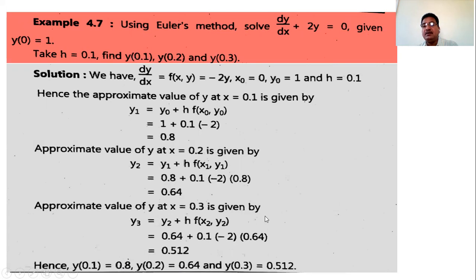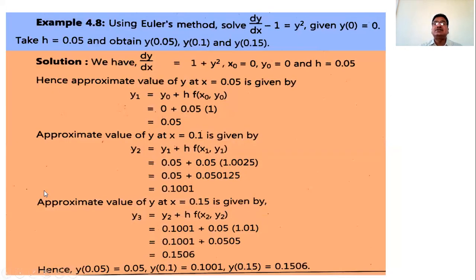Next problem, by Euler's method, solve this. dy by dx minus y squared is equal to 1, which means dy by dx is 1 plus y squared. This is f(x, y), 1 plus y squared. Given y0 is 0, which means y is 0 when x is 0, that is x0 is 0, y0 is 0. Take h as 0.05, and then find the values at 0.05, 0.1, 0.15.